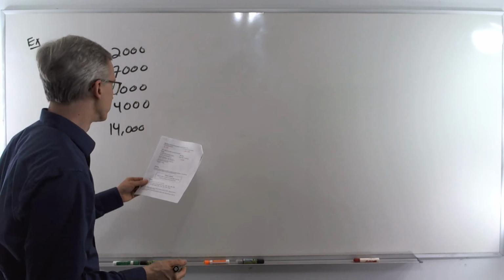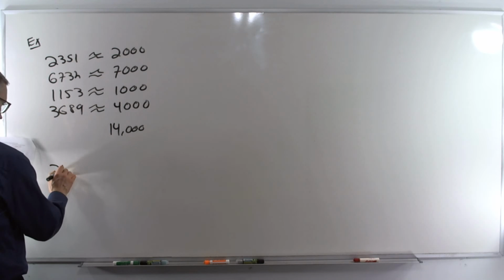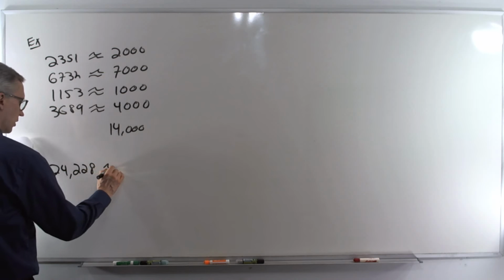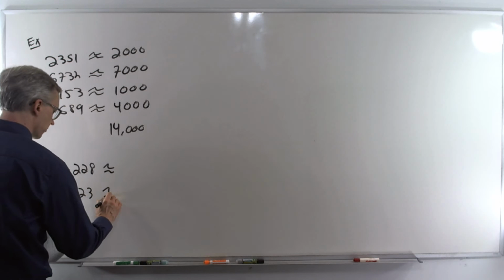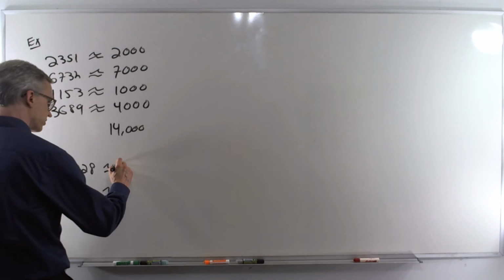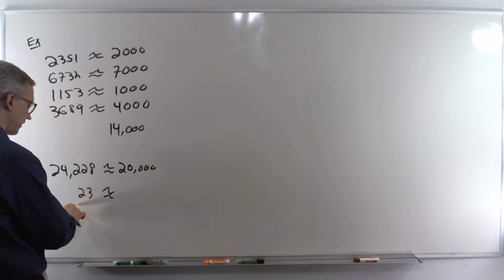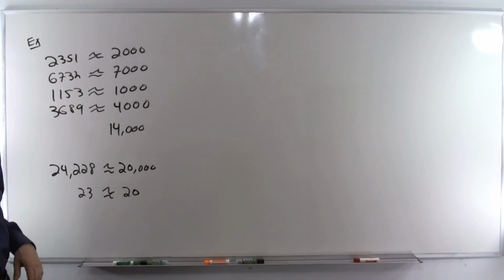So we're going to take 24,288 and round that, and we're also going to round 23. So both of these will round to the leftmost digit. So we got a 2. 4 to the right is less than 5, so that's going to stay at 2, and this rounds to 20,000. And then 23, 3 is less than 5, so that stays 20. So what we're going to do is take 20,000 and divide by 20.